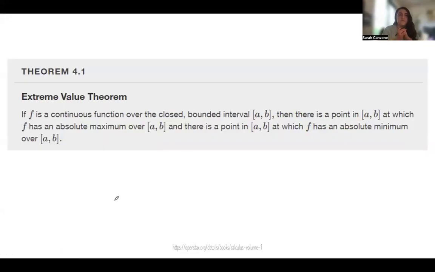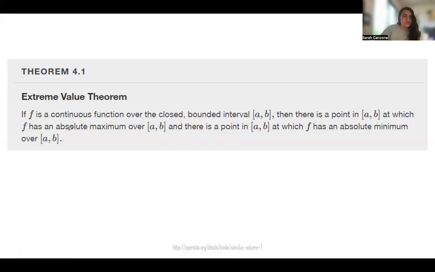Okay, so this is called the extreme value theorem. I don't think that I'm ever really going to use that terminology, but we do need to know this idea. So if f is continuous over the closed bounded interval, then there is a point at which f has an absolute maximum and a point at which f has an absolute minimum. So I could highlight this, but all of this is just pretty important. So kind of understand all of this. If it is closed and bounded, there is 100% an absolute maximum and an absolute minimum. And we will have to find that.